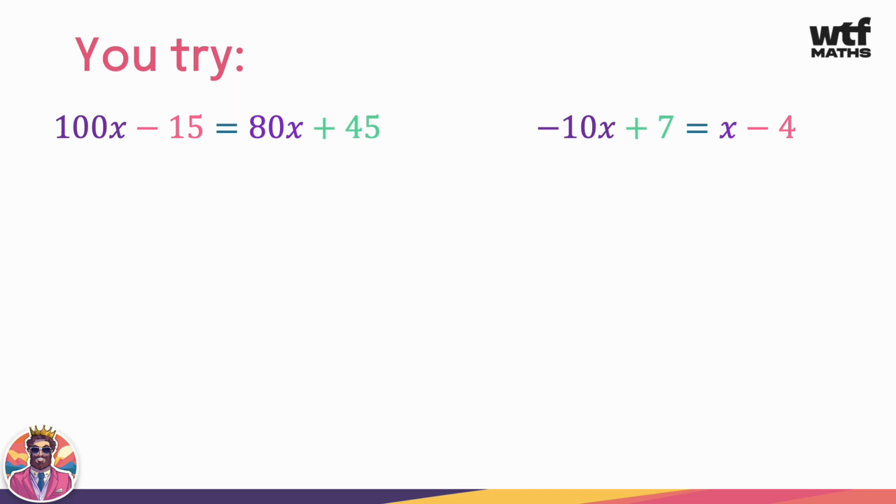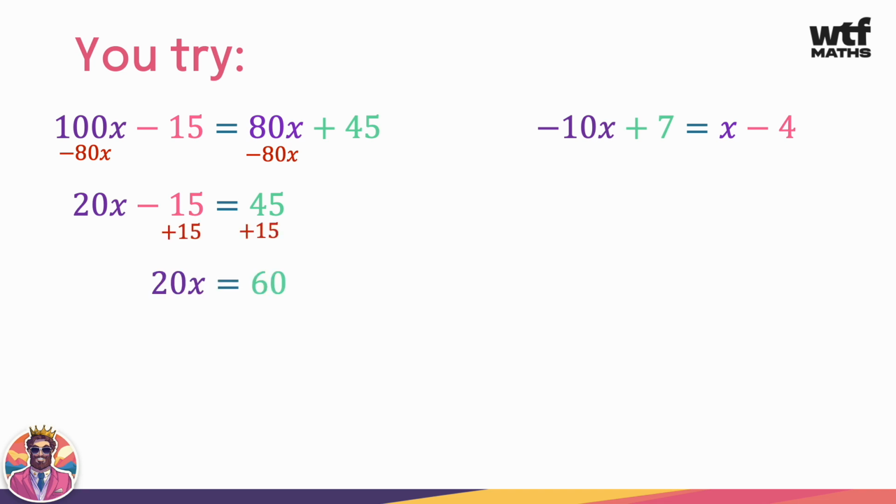Okay, so for the first equation on the left, we've got two variables. The smallest one was 80x, so we're going to take 80x away. This leaves us with 20x take 15 equals 45. Next thing I do is add 15 to both sides, so 20x equals 60, and lastly, we divide by 20, x equals 3.